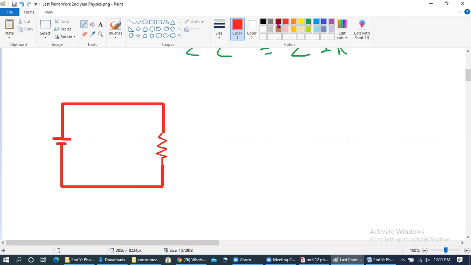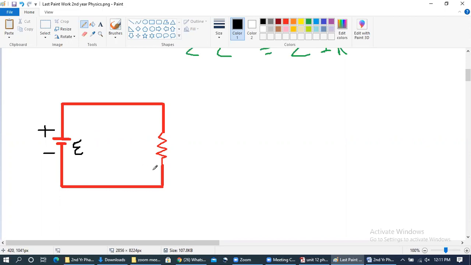Great, well done, excellent. Okay, so the upper side is positive while the lower side is negative. And let us assume the name of the battery to be epsilon. Epsilon is actually the EMF of the battery. So it has the EMF of epsilon, while on the other side, another thing has been connected.